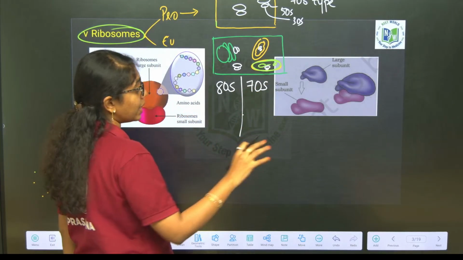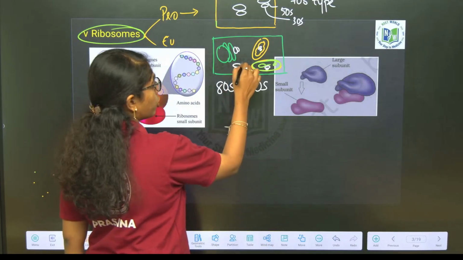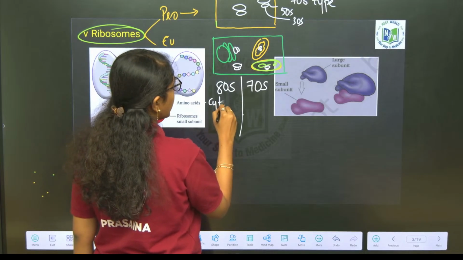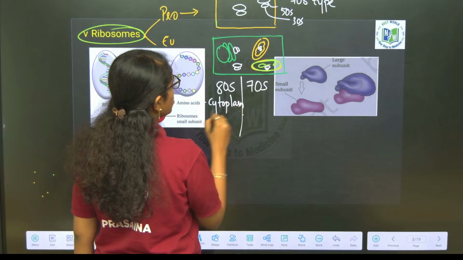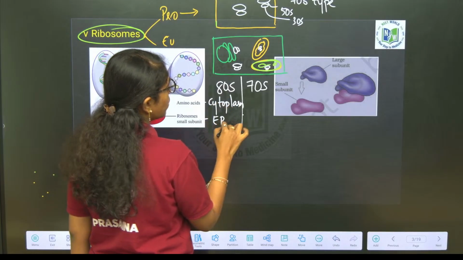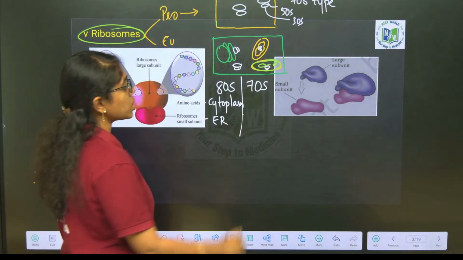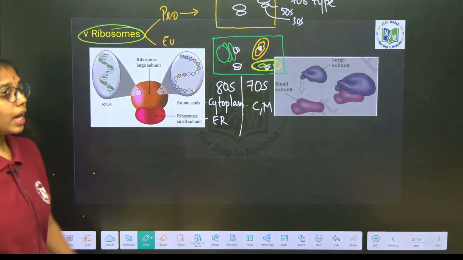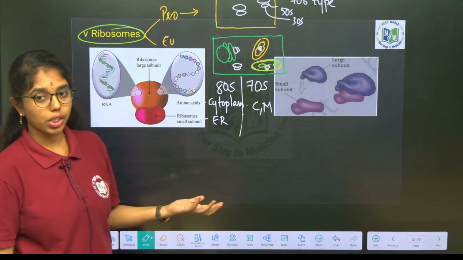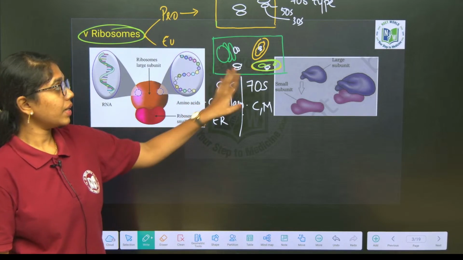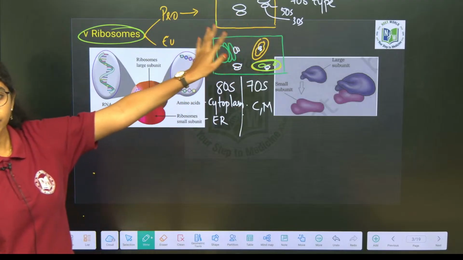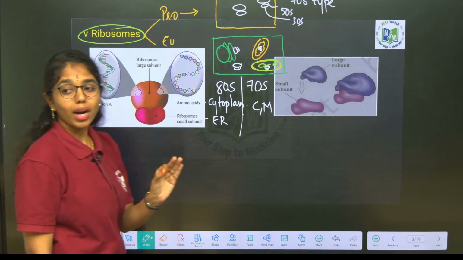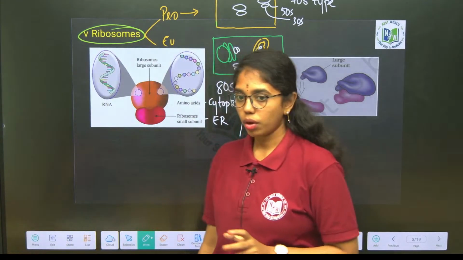80S type of ribosome you can see in the cytoplasm and adjoining to the endoplasmic reticulum. 70S ribosomes are observed both in the chloroplast and mitochondria, fine. 80S ribosome, larger subunit is 60S, smaller subunit is 40S. 70S ribosomes, larger subunit is 50S, smaller subunit is 30S. Apart from this, you have to know what is the composition of ribosome, okay.